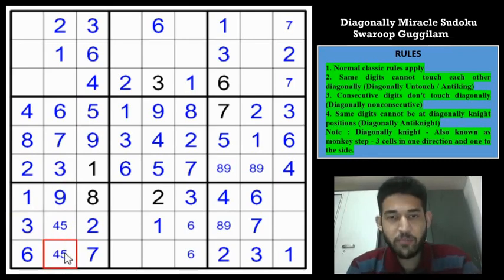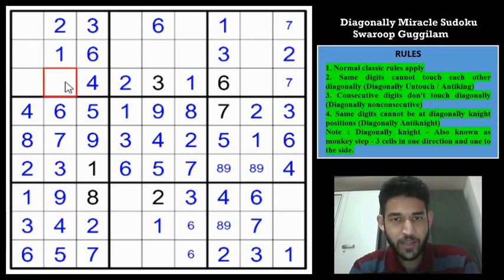So you see that I am constantly switching between the monkey step and the diagonally consecutive rule. So when you are looking at eliminating options, just look for both ways. Do not restrict yourself to seeing only one option because this Sudoku is severely constrained. So it's better to look for both options, right? So this will be a 4 and this will be a 5 because 4 can't be here. And this can be filled now.